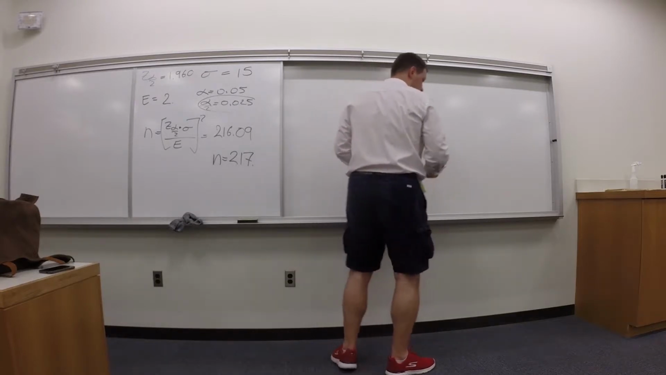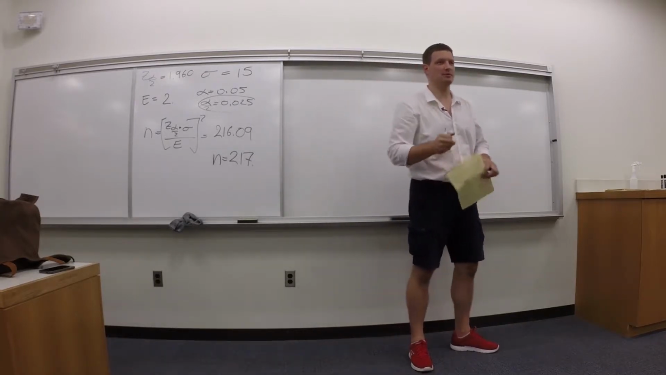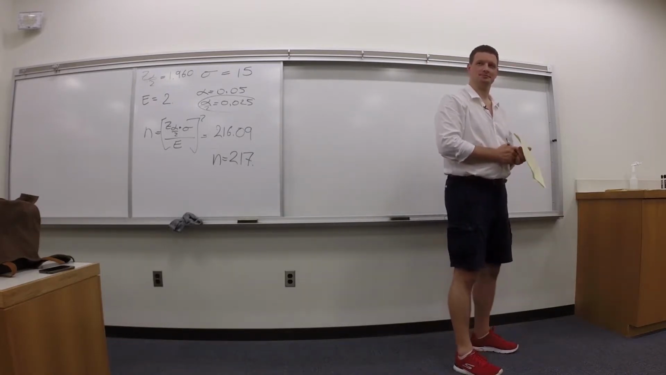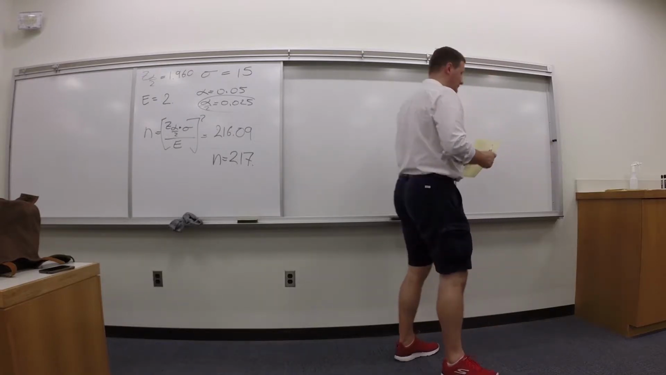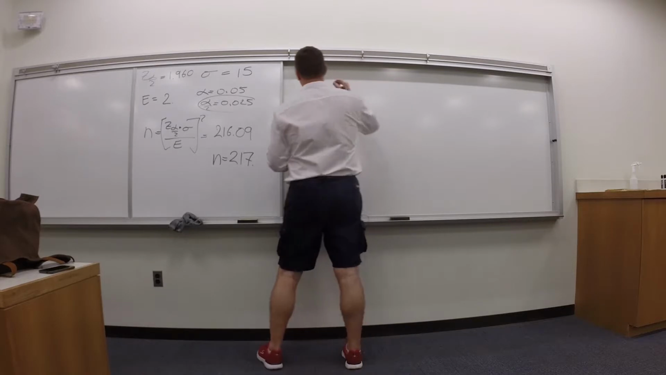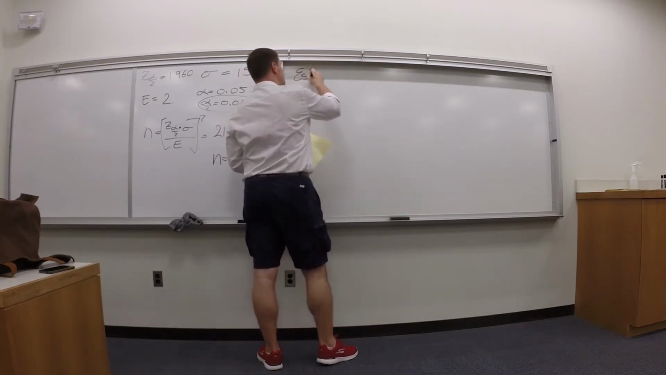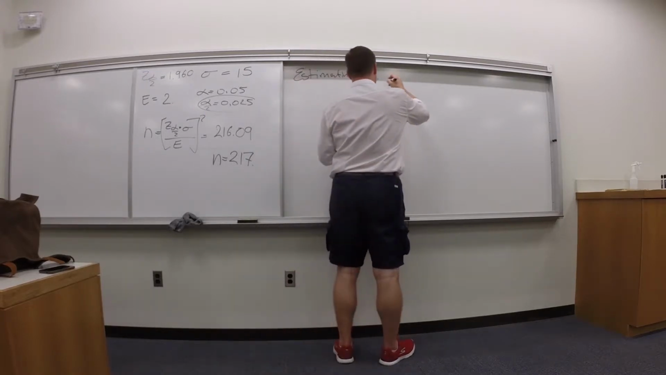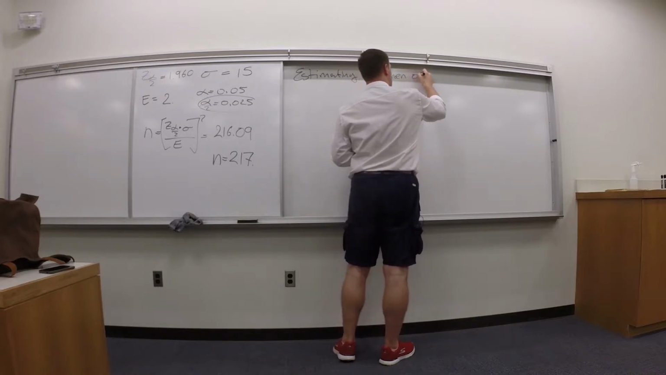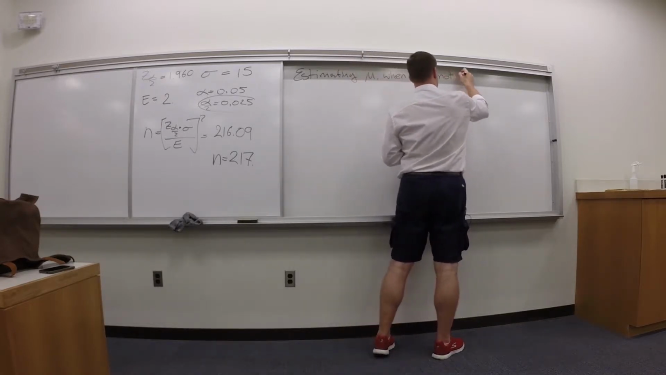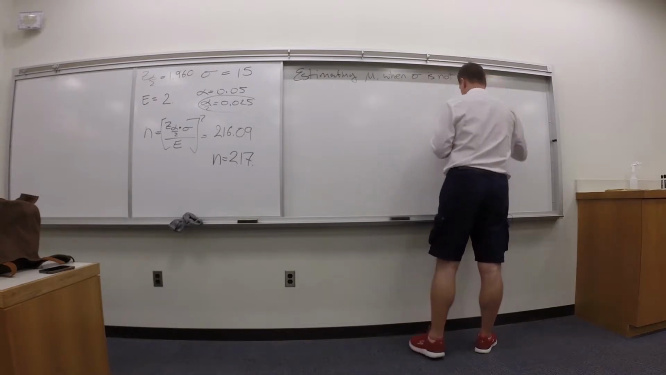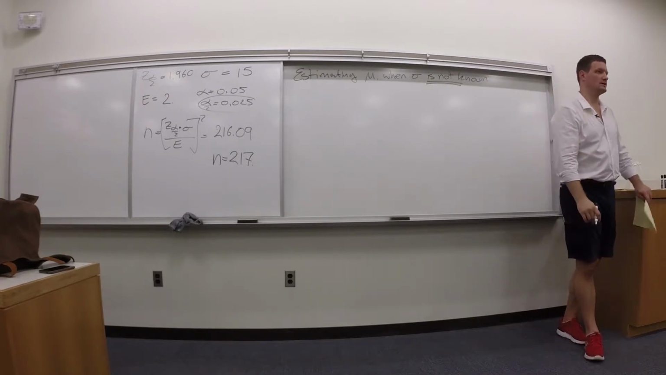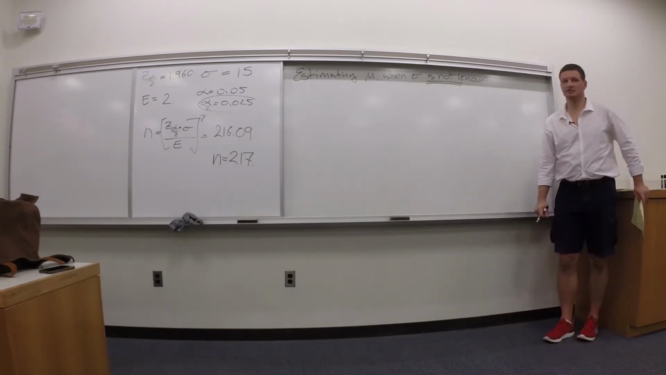Remember when we did the central limit theorem and I told you that we cannot do case number 3 when we don't know the population standard deviation? We can. We are going to do it. So, estimating mu when sigma is not known.